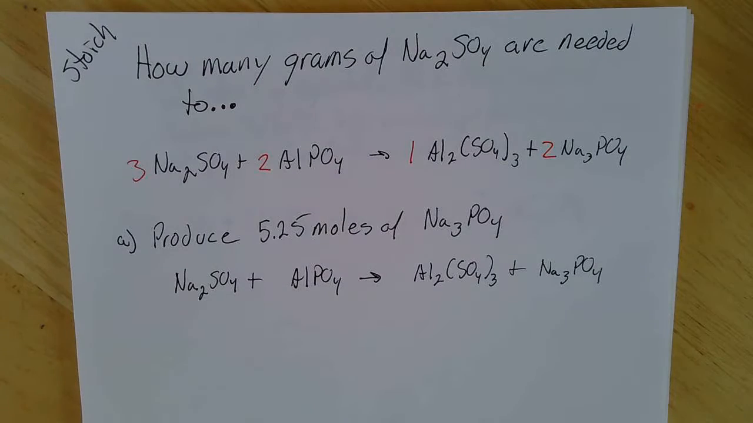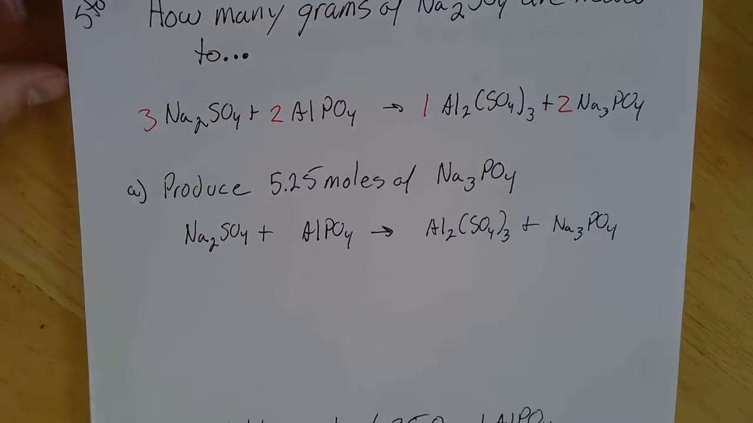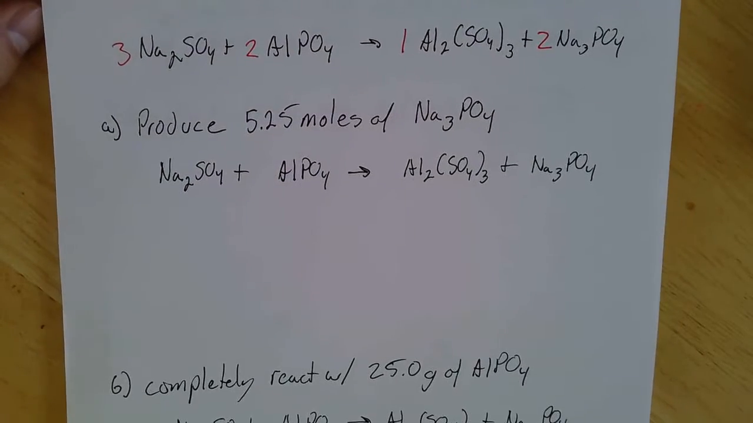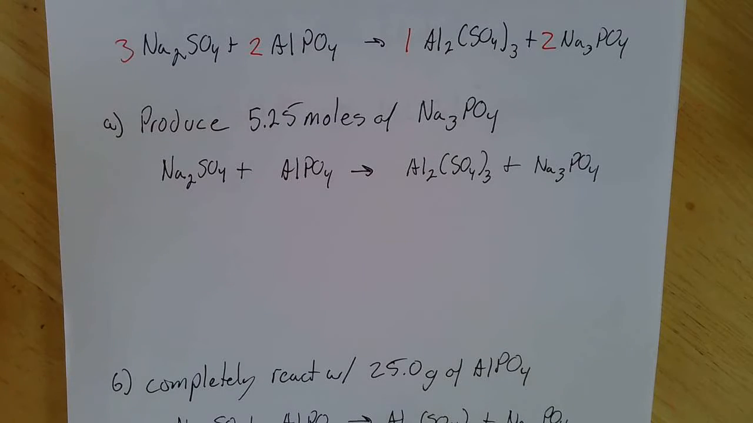All right, so we're going to start every problem that way. Maybe that's part of the problem, maybe it's something that I've already given you. Either way, we want to do it. So I'm going to go down and take a look at this one. For this question, I'm trying to get to Na2SO4. I'm trying to produce 5.25 moles of Na3PO4.